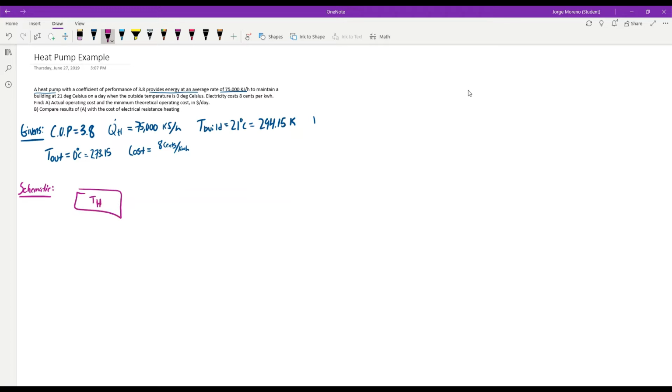So we have a T hot for our hot reservoir. We have our pump. And we have a T cold for the cold reservoir. Okay, so what's the purpose of a heat pump? Well, a heat pump is going to provide heat to our hot reservoir. I've mentioned this example before, but let's treat our hot reservoir as a house. So say in the wintertime, you want your pump to provide heat to your house, obviously, to warm it up.